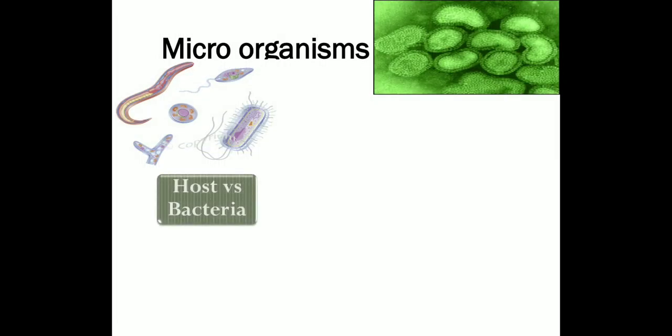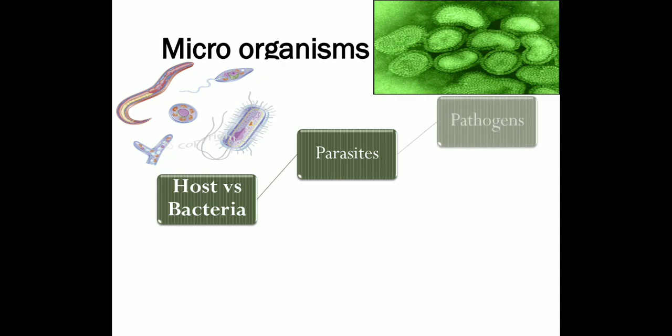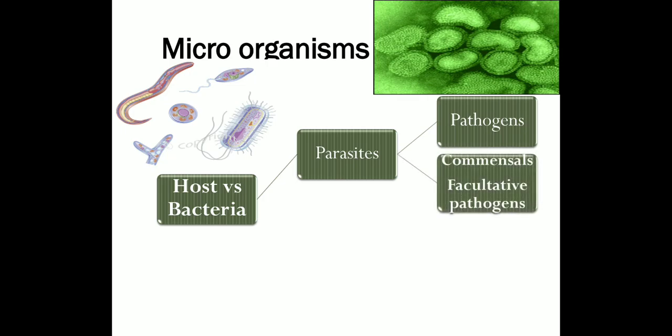Microorganisms have always shared an intricate relationship with the host. Based on the relationship between the host and the bacteria, we can classify them as parasites, which are primarily those microorganisms that are intended to cause infections. Among the parasites, we have pathogens, which cause harmful or deleterious effects, and then we have another set of microbes called commensals, which form a part of the normal microbial flora of the host.